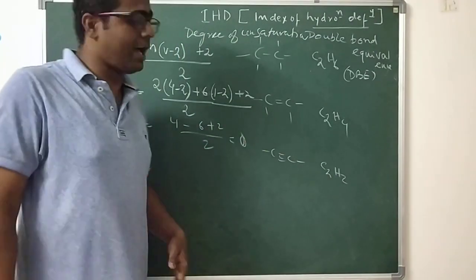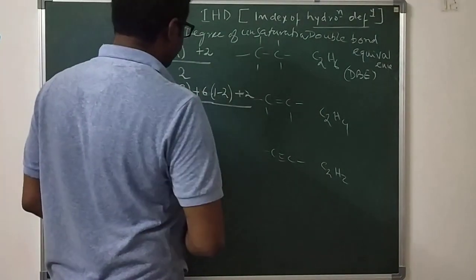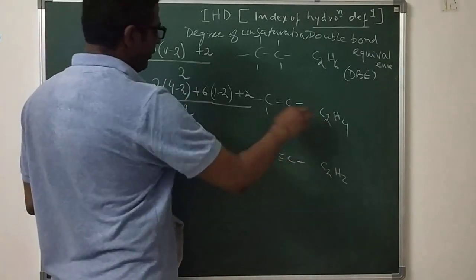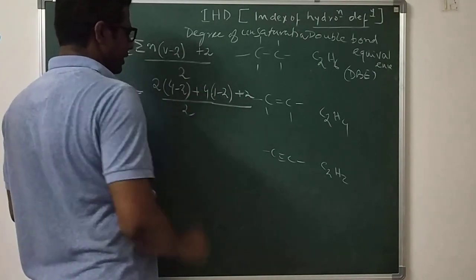Now let us check what happens with ethene. How many carbons are there? 2 carbons, so nothing changes over here. 4 minus 2. 4 hydrogens are there. So here there will be a change. Okay.